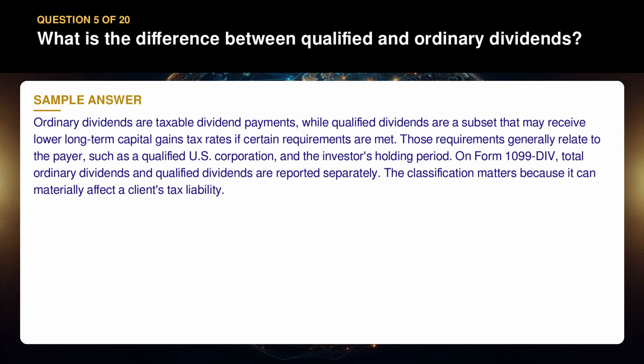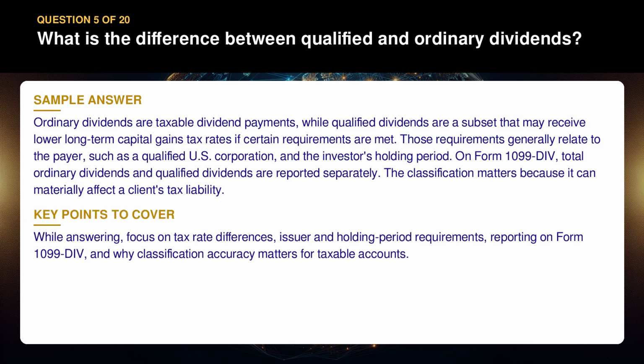On Form 1099-DIV, total ordinary dividends and qualified dividends are reported separately. The classification matters because it can materially affect a client's tax liability. While answering, focus on tax rate differences, issuer and holding period requirements, reporting on Form 1099-DIV, and why classification accuracy matters for taxable accounts.